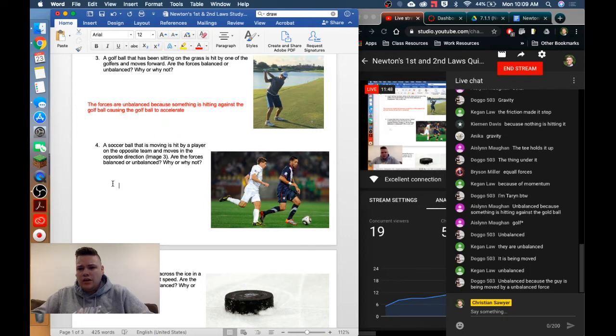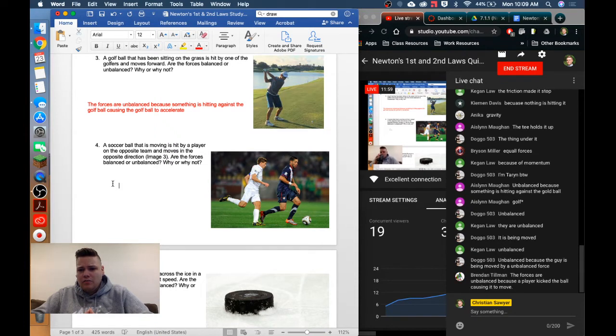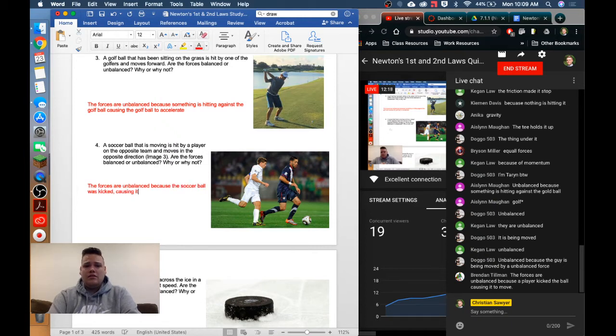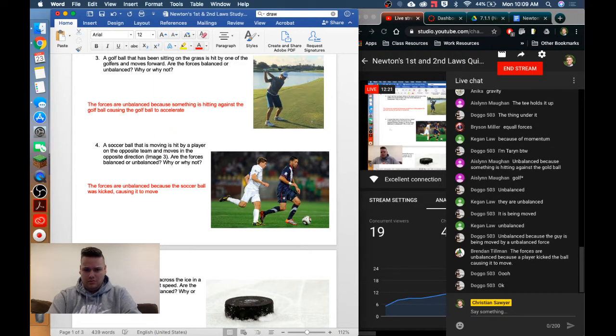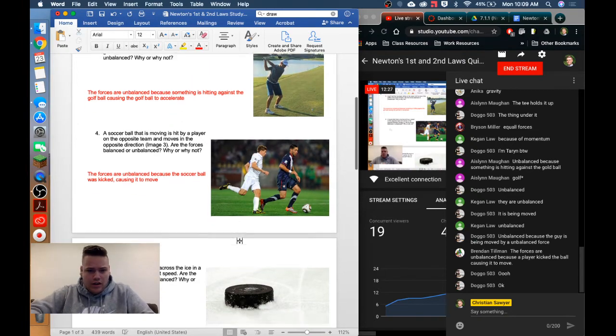There's just a little bit of lag. Okay. Unbalanced because the guy is being moved by an unbalanced force. Right, so it's not the guy. It's the soccer ball that we're talking about. Forces are unbalanced because the player kicked the ball, causing it to move. Right. Good job, guys. Okay. The forces are unbalanced because the soccer ball was kicked, causing it to move. Yeah, we can just put that. Very good, guys.